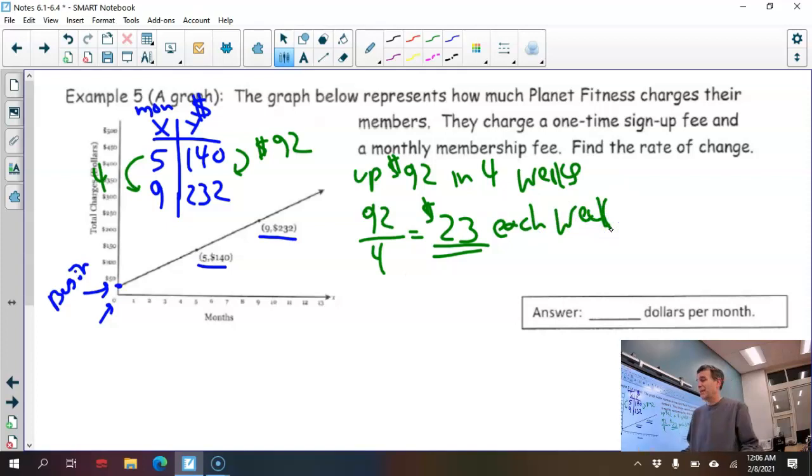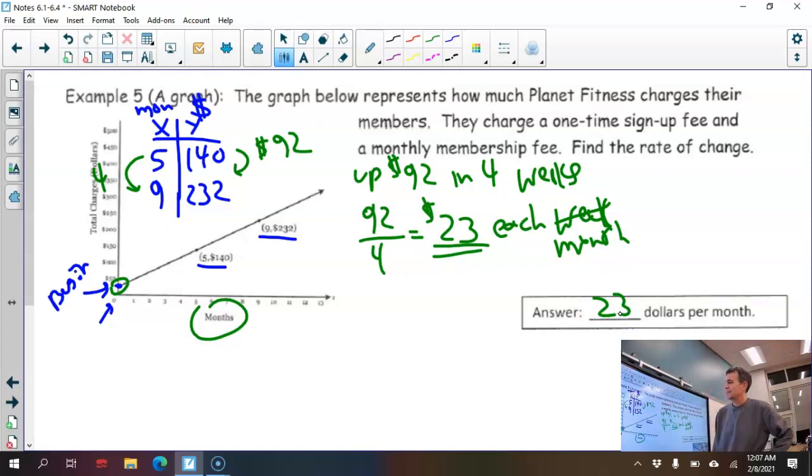Really the same as the table I did before. And you need to do this if it does not go through 0, 0. So my answer here would be, well, I guess it's not weeks, it's months. So the answer is it goes up $23 per month is the rate of change, right? All right, so we've done well.